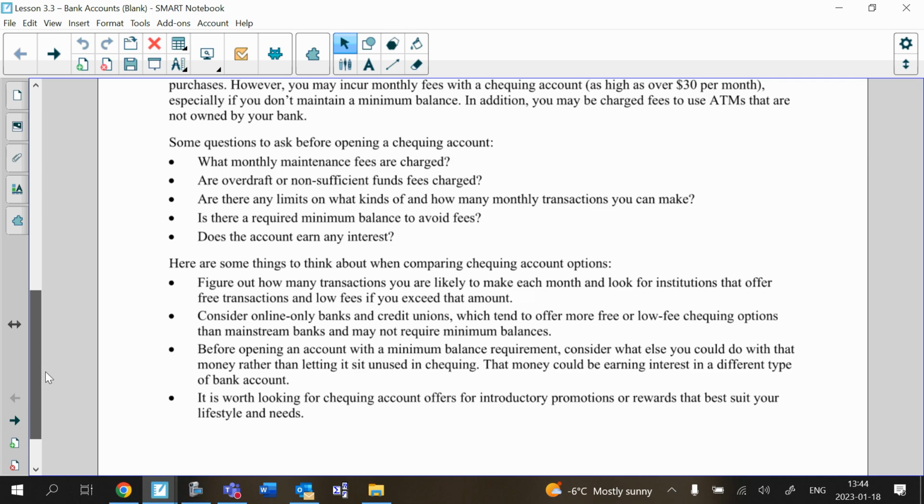Things that you want to consider: determine the number of transactions you make each month, and see if the checking account matches up with that so you're not going to have to pay fees, sort of what I've already talked about. You may want to consider online-only banks and credit unions, which tend to offer free or low-fee checking options. But the only problem with online banks and credit unions is that if you go to different ATMs to get cash, you may be charged an ATM fee if you're not using one of your institution's ATMs, and online wouldn't have any ATMs.